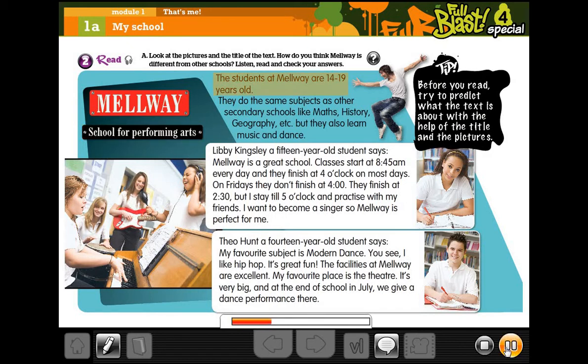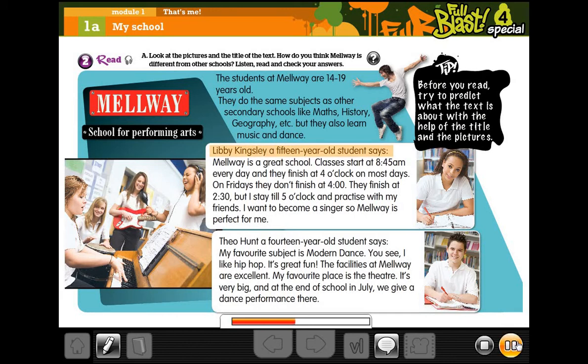Let's continue. The students at Melway are 14 to 19 years old. So here, I want to ask you a question. How old are the students at Melway? Very good. The students at Melway are from the age of 14 to 19 years old. Let's continue. They do the same subjects as other secondary schools, like maths, history, geography, etc. But they also learn music and dance. So here, what are the subjects that they do at Melway? You can find the answer here. Very good. They do maths, history, geography, etc. But what is the difference between Melway and the other schools? Very good. They also learn music and dance.